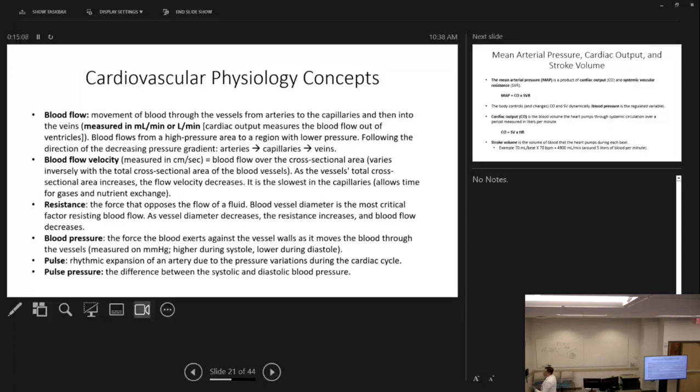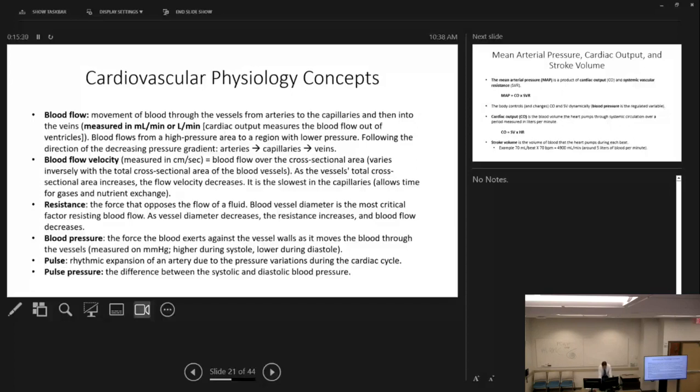And the pulse pressure is simply something that we calculate by taking the systolic and the diastolic pressure. It's the difference between the systolic and the diastolic pressure. For example, if someone has 120/80, they are going to have a pulse pressure of 40 millimeters of mercury.